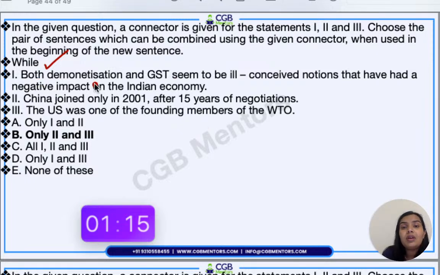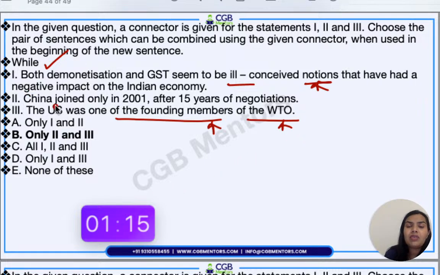So both demonetization and GST seem to be ill-conceived notions. While both of them are ill-conceived, China joined US wars. ये क्यों related है इससे? While China joined only in 2001, the US was one of the founding members of the WTO.